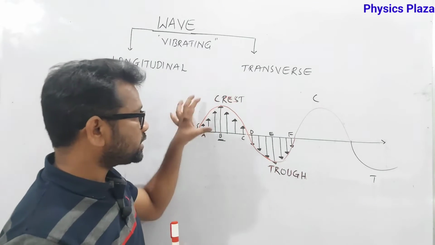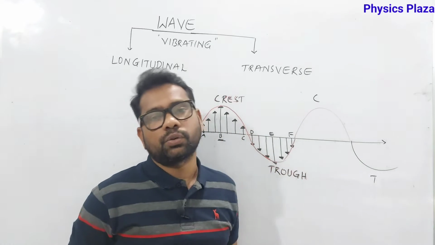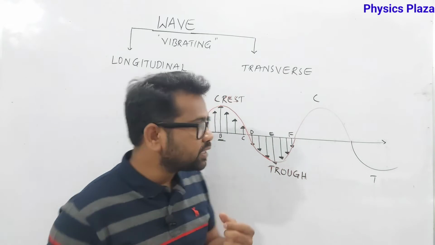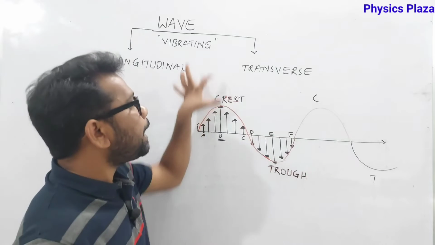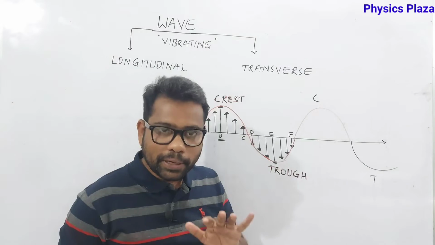The positions, children, either crest or trough, both are maximum displacements only. But what makes the difference? This crest is vertically upward. This trough is vertically downward. Hope I am clear? Yes.